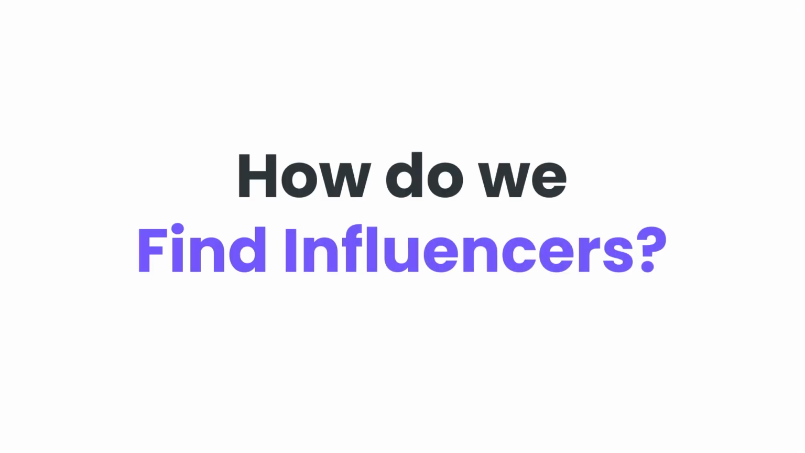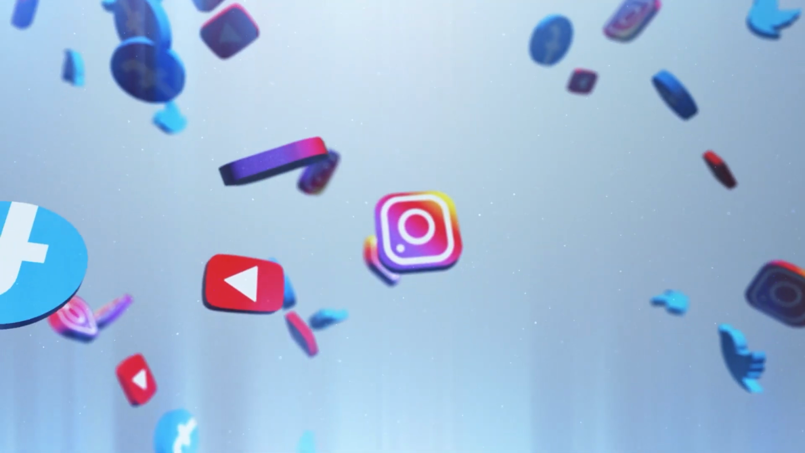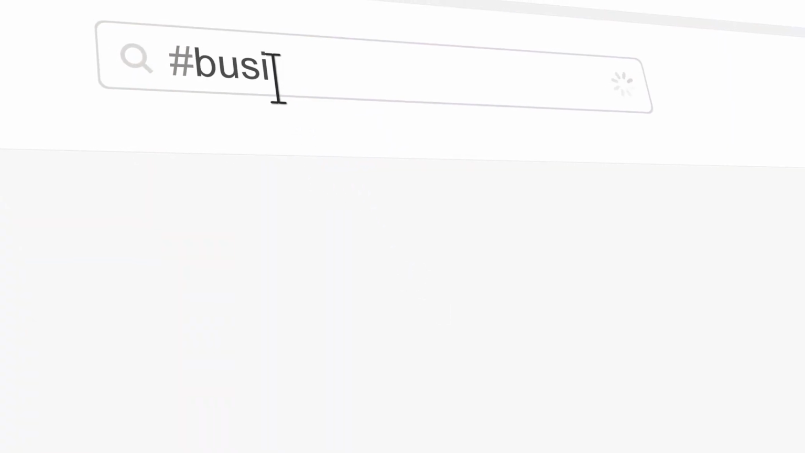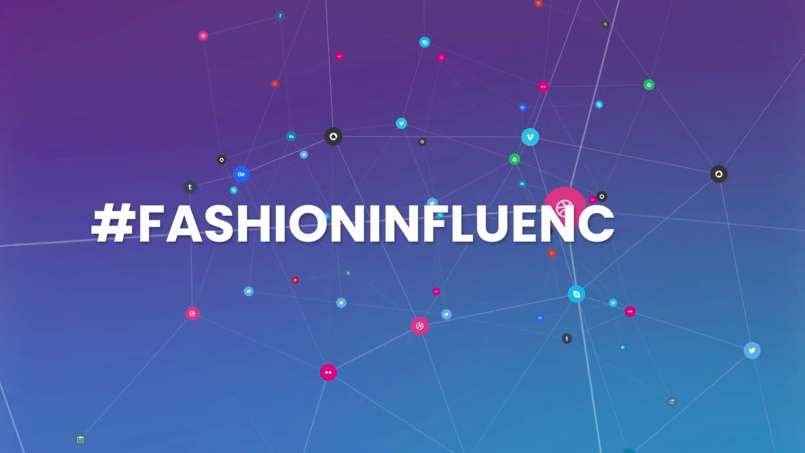Now that you're ready to find the right influencers for you, you're probably asking, how do we find influencers? There are many ways to find them, but let's talk about three. The first one is through, of course, social media. Most of them are social media influencers. So of course, here's where you can find them. You can start by using hashtags. There are potential fashion influencers for your e-commerce brand when I search for the hashtag fashion influencers.